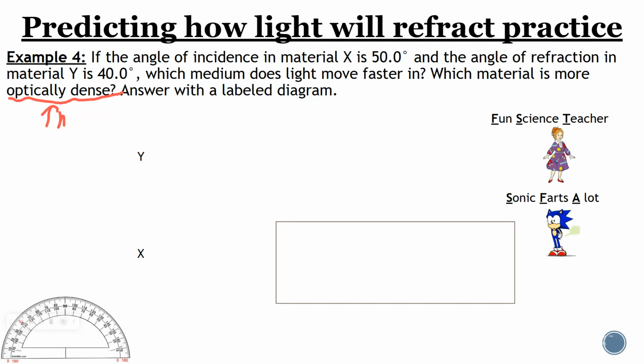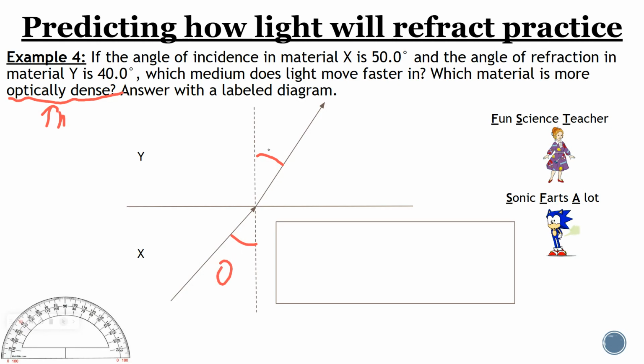So try it out. You would first draw that boundary. You would draw a normal. It says that the angle of incidence in material X is 50 degrees. So the angle of incidence is in material X over here. That's where you're starting off, and you can measure a 50-degree angle here. And then the angle of refraction in Y, you can measure that with a protractor, is 40 degrees. So it's a bit smaller. So this is theta 1, and this is theta 2.